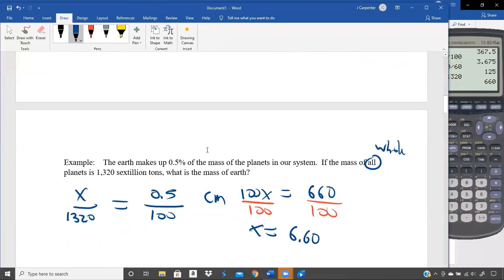But again, 6.60 is not our answer. That makes no sense in context. What are we talking about? Well, the mass of the planets was in sextillion tons, so the mass of the Earth should be in sextillion tons. 6.6 sextillion tons. And those are very, very large masses. And we can't really say that they have weights because our weights are based on the planet's mass. There's lots of science behind that. We're not going to get into the gravitational pull between two objects. Some really cool physics there, but again, not for our class.